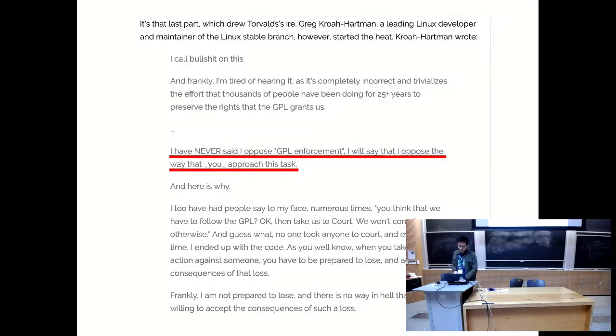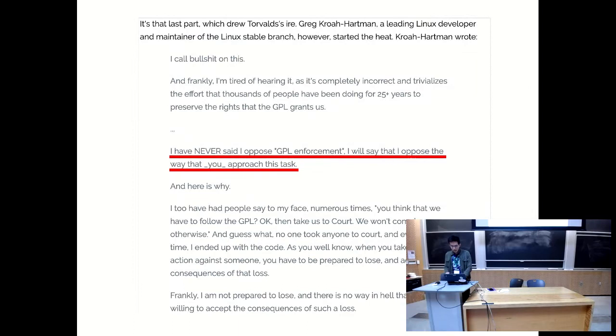I'll just read out his response from below the red line, and he says, and here's why. I too have had people say to my face numerous times, you think that we have to follow the GPL? Okay, then take us to court. We won't comply otherwise. And guess what? No one took anyone to court, and every single time I ended up with the code. As you well know, when you take legal action against someone, you have to be prepared to lose and accept the consequences of that loss.